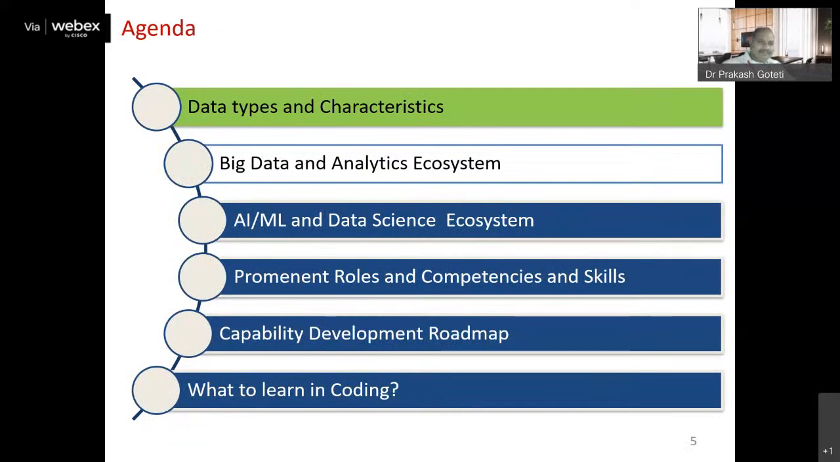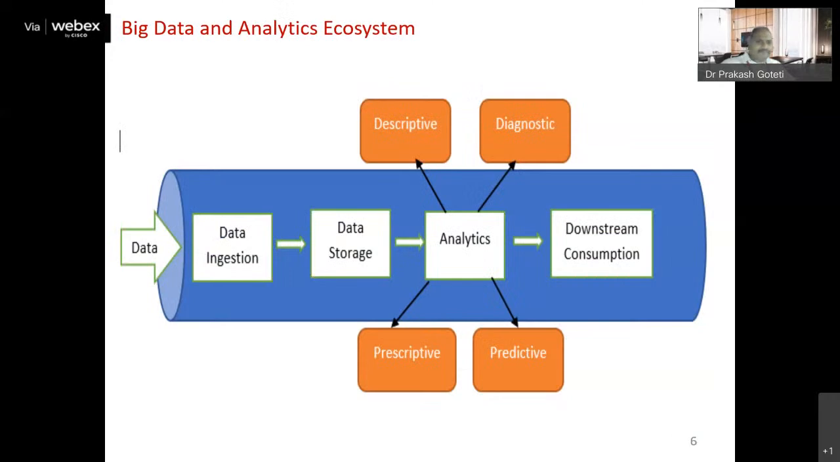So far we touched upon data types and characteristics of data, and the next item is the big data and analytics ecosystem. Let us understand that. You see, this is basically a data pipeline, right? In literature you might see some back arrows. I prefer not to put these back arrows, and I will explain the reasons for that.